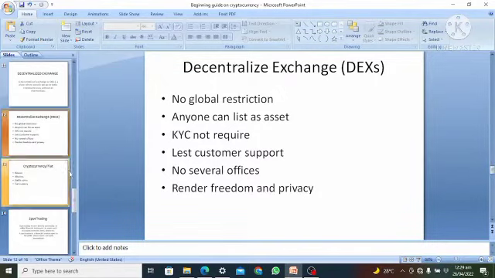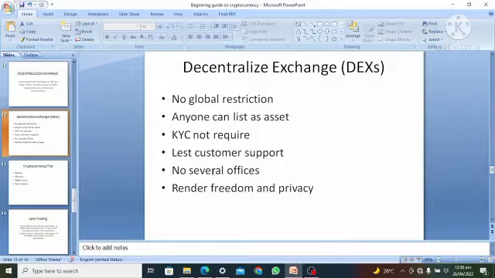Two, anyone can list an asset. Even you can list an asset in decentralized exchange. You can create your own asset and list it there, and it's going to sell as long as people can come across it. Someone will buy no matter how long it takes; someone will come across your project and buy. That is it. Anyone can list an asset.